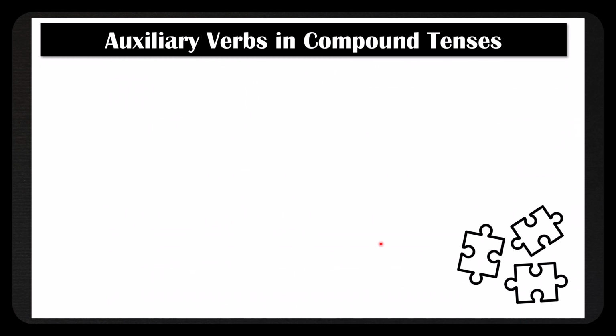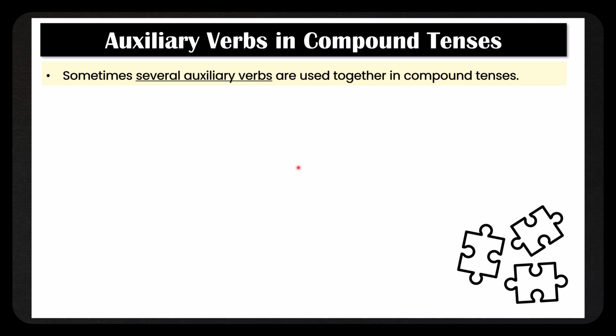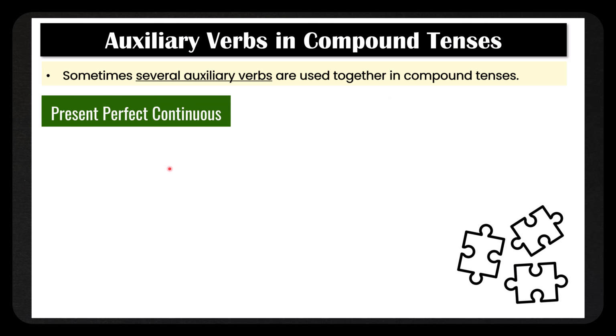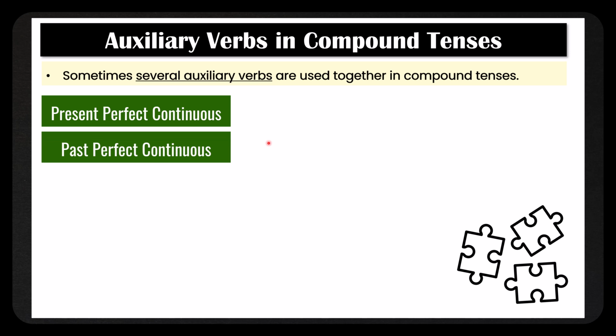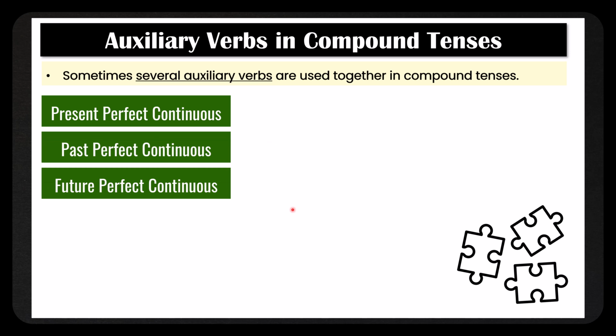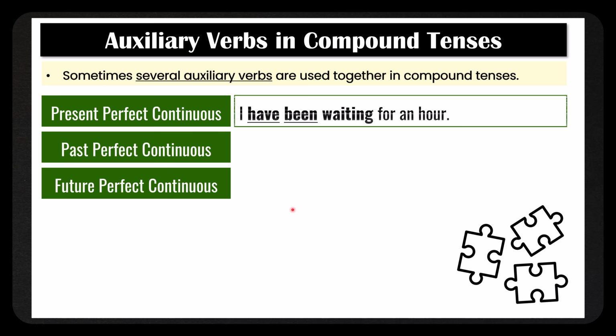So now let's talk about auxiliary verbs in compound tenses. Sometimes several auxiliary verbs are used together with different tenses. For example, in the present perfect continuous, the past perfect continuous, and also the future perfect continuous, as well as the future continuous and other tenses.